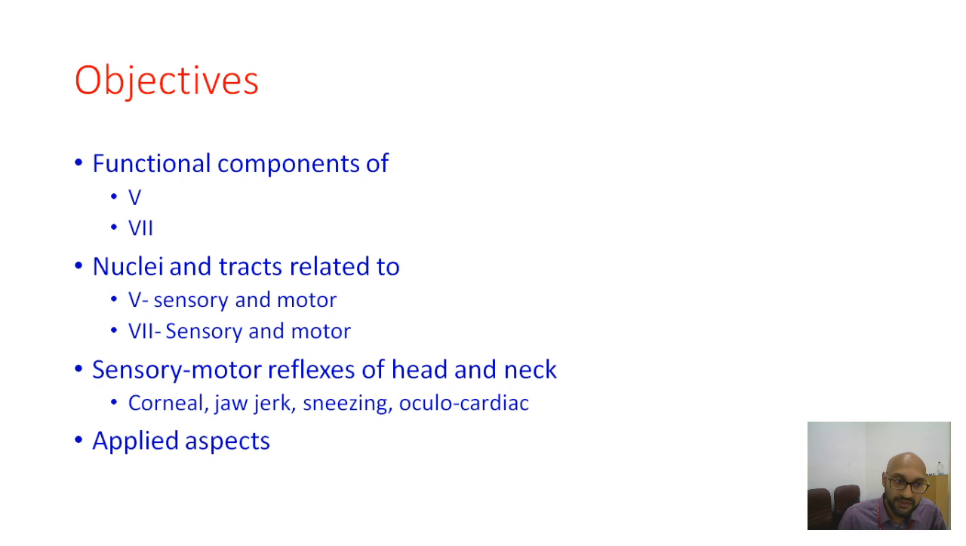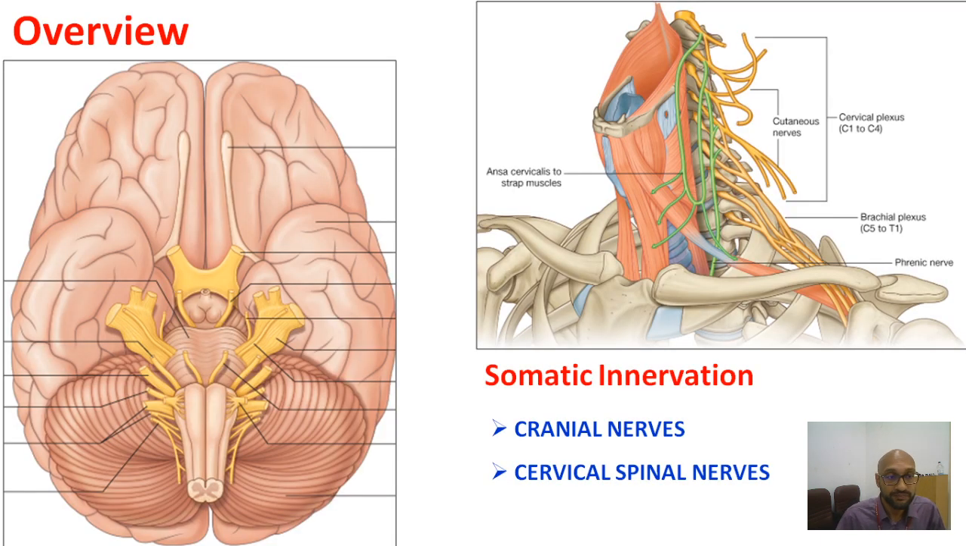And we shall be dealing with some sensory motor reflexes of the head and neck, which are actually related to the fifth and seventh nerves, and certain applied aspects. Now, before we actually get on to the hardcore part of this lecture, it becomes important to understand what is somatic innervation and autonomic innervation.